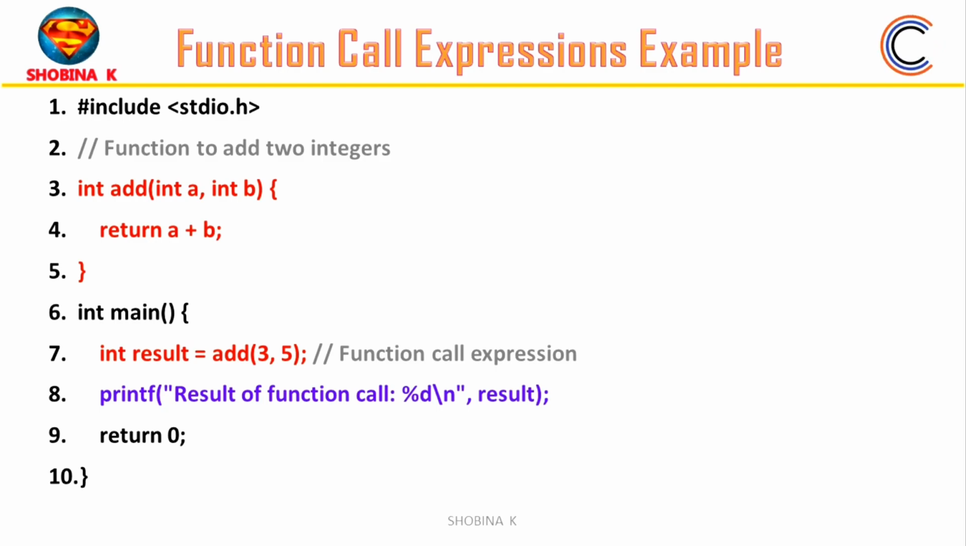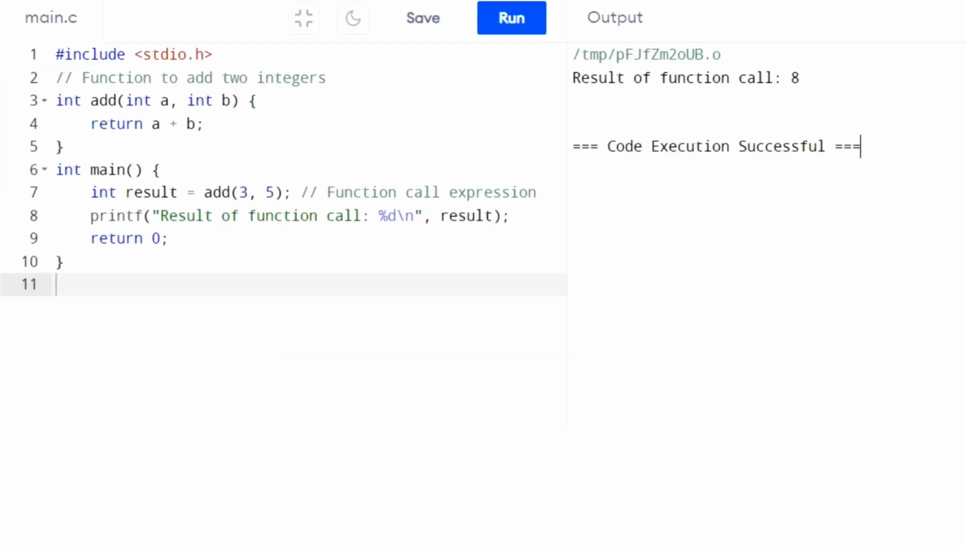The printf statement prints the result of the function call to the console. The %d format specifier is used to print the integer value, and result is the integer variable containing the sum. And finally, the return statement, which indicates the successful termination of the main function. So this program demonstrates how to define and use a simple function to perform addition. The function is then called from the main function and the result is printed to the console. Now let's run this code. And you can see the output, which is the outcome of calling the add function with arguments 3 and 5, which returns the sum 8.